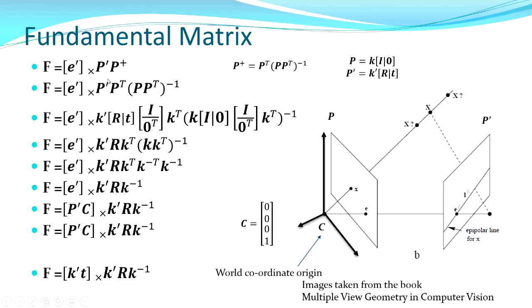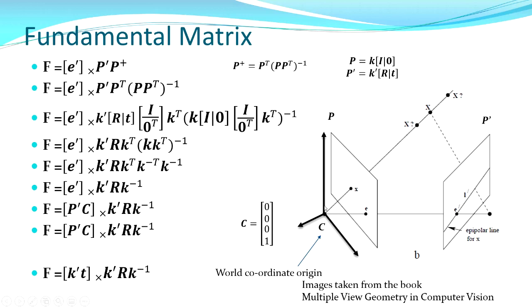So let's start. We have seen this equation over here. This is the equation of the fundamental matrix. So now, just doing some basic things, over here substituting P plus like this. We know that P plus is nothing but the pseudo inverse, or the least squares estimate of P, where P is the projection matrix for this camera. So its equation is given like this. So just putting the value of P plus over here.